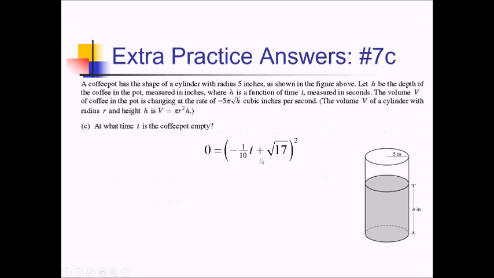Now we just have to solve for t. So we can start by square rooting both sides. Square root of 0 is just 0. So that works out nicely. And then I'm just going to subtract radical 17 and multiply by negative 10. So that's just going to be 10 radical 17. And this is going to be measured in seconds because this is time for this problem.